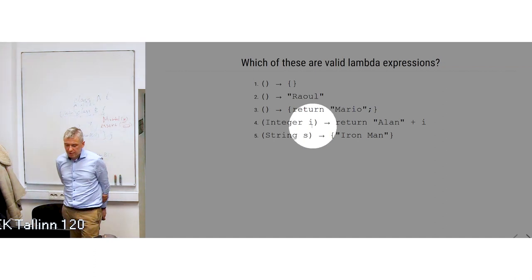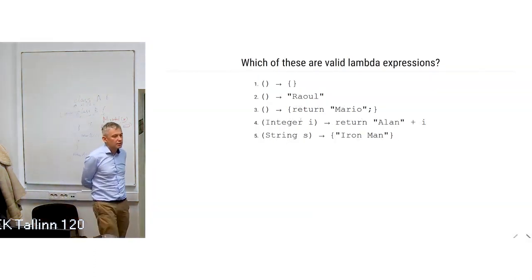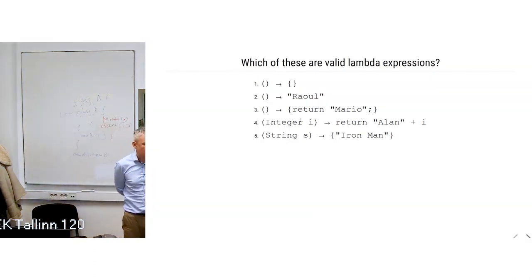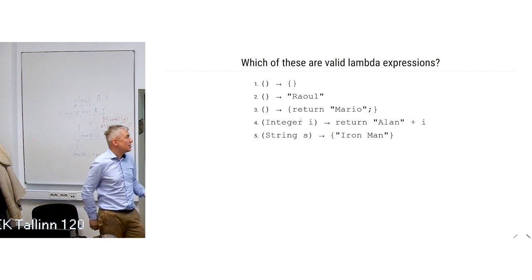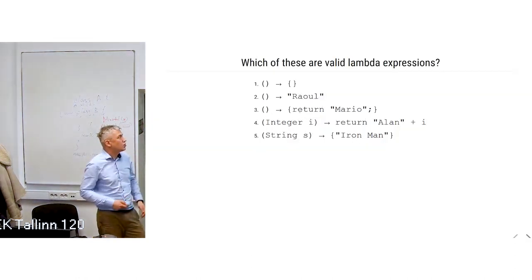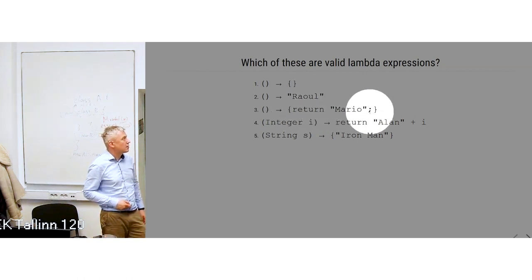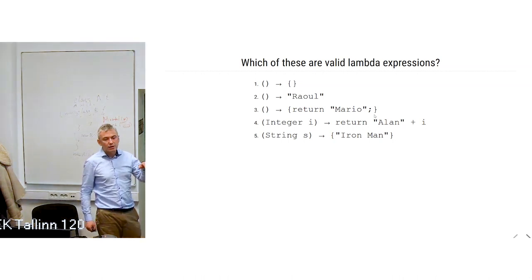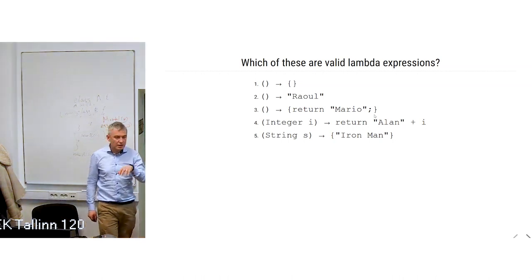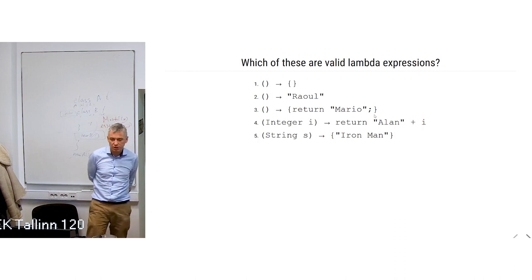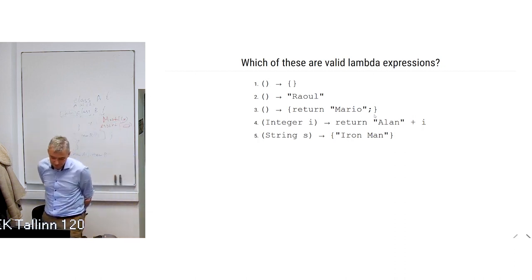Okay, is the third one valid? Yeah, it's not multi-line actually, but we're using curly braces, so we're having return and this semicolon. If you write this lambda in IntelliJ IDEA, it will propose you to change it to something more concise. But still, from the point of view of the Java compiler, it's a valid lambda.